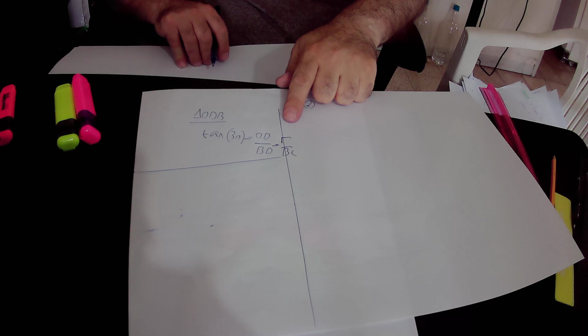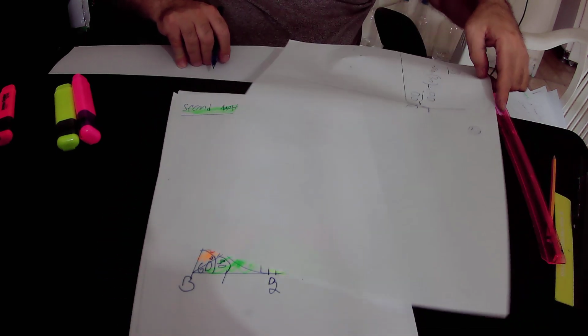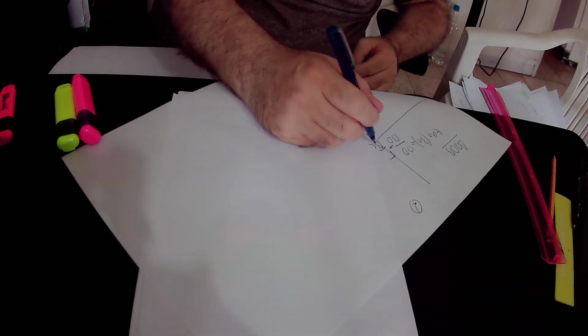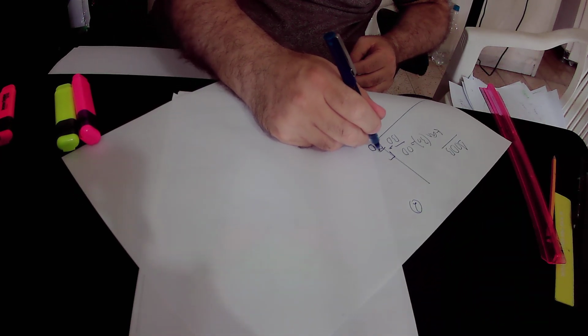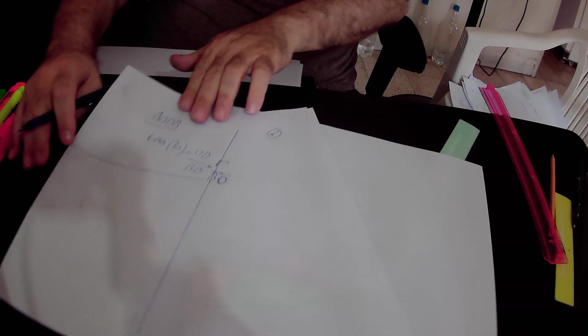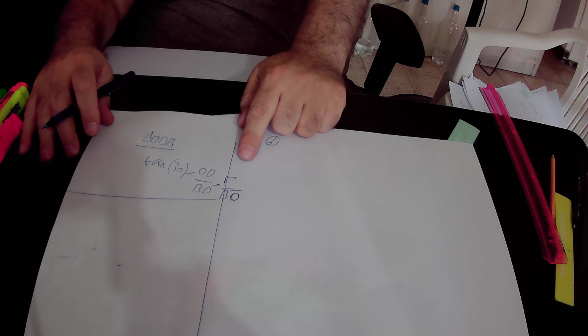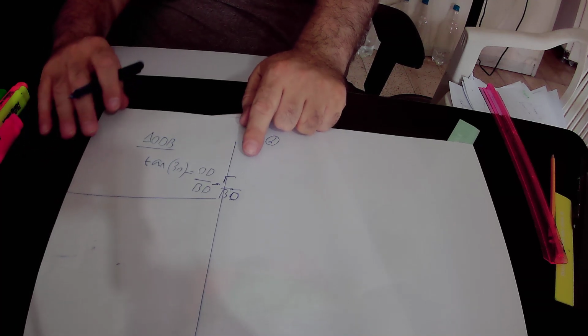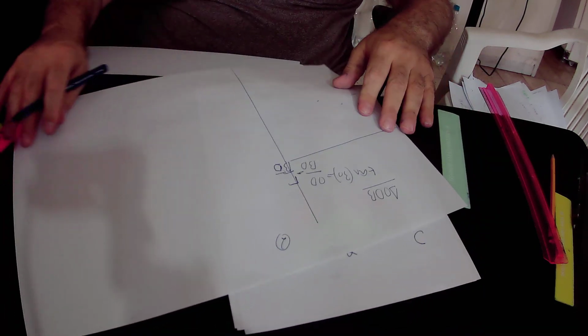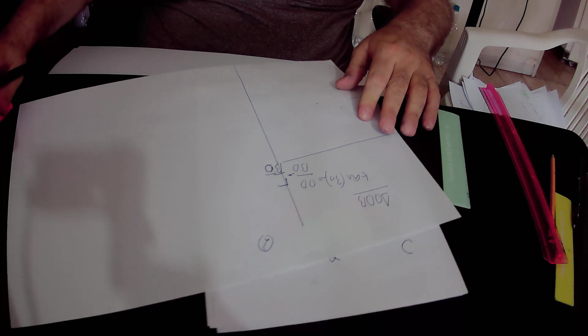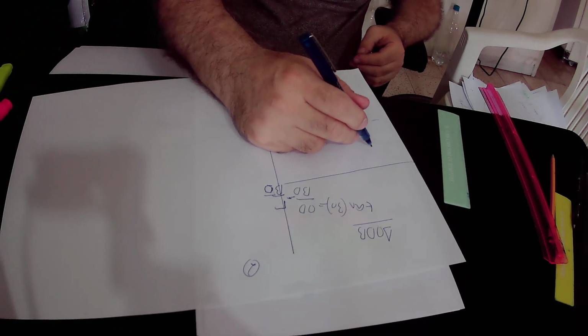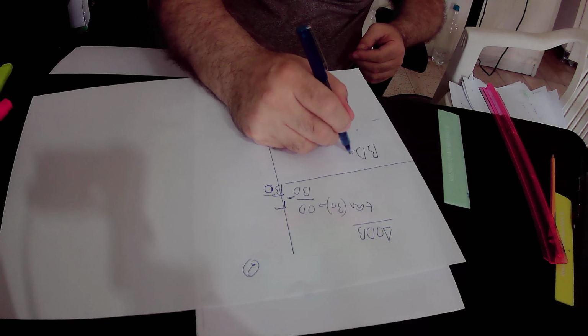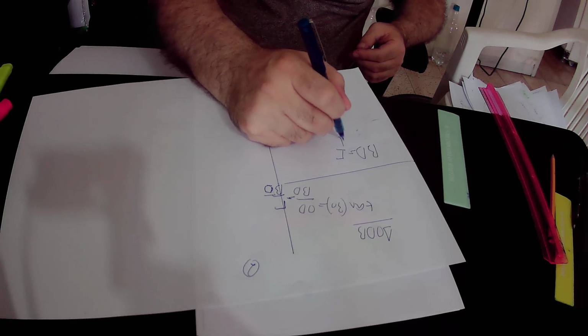Here, we multiply this equation by BD and then we divide it by tangent 30 degrees, and we get that BD is equal to R over tangent 30 degrees.